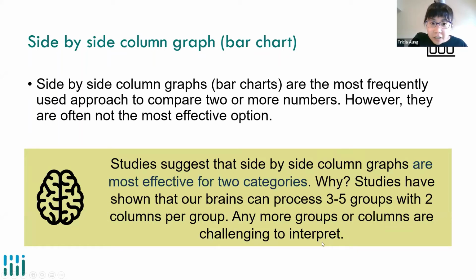And studies have shown that bar charts are effective for 2 categories, and at most 2 categories. I'm sure maybe you've seen some examples where you have a whole chart just full of bars, and part of the problem is that there's information overload. Studies show that our brains can only process 3 to 5 groups with 2 columns per group, so that once there's more, our brains have a more difficult time processing.